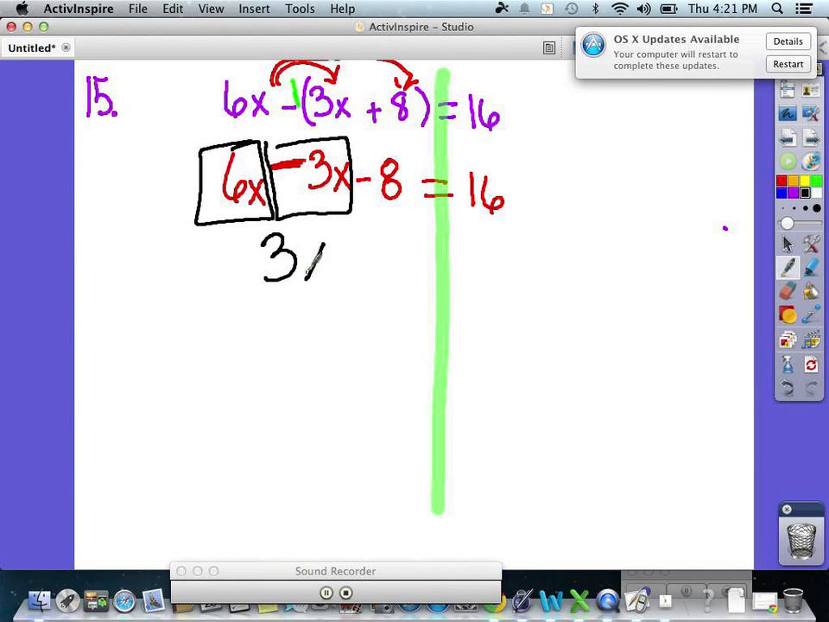3x. Bring everything else down. Just break it down. Keep it together. We don't want to leave anything behind. And bring it all the way down. Now we need to get our x by itself. So we're going to say plus 8 on both sides.